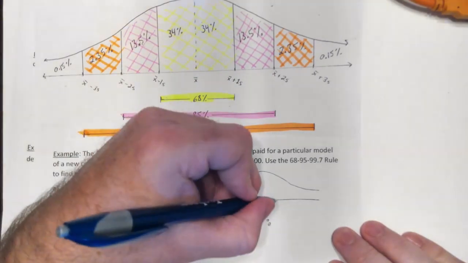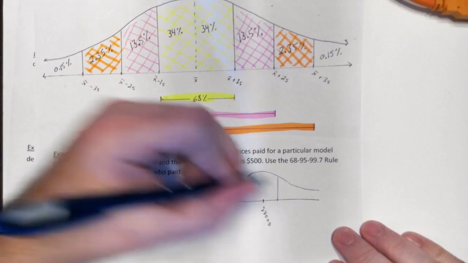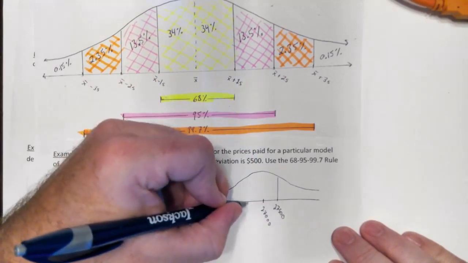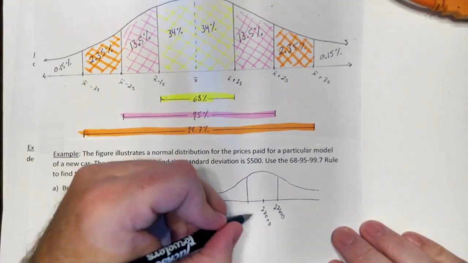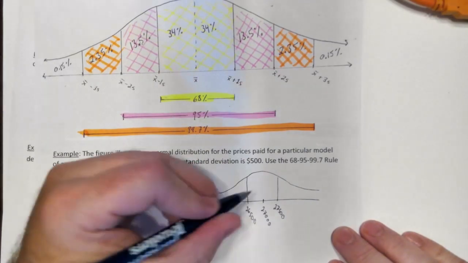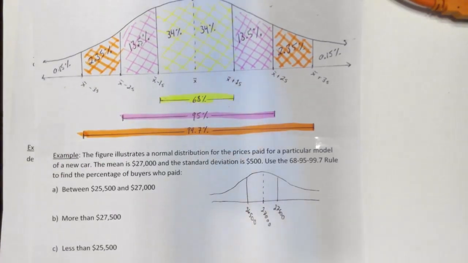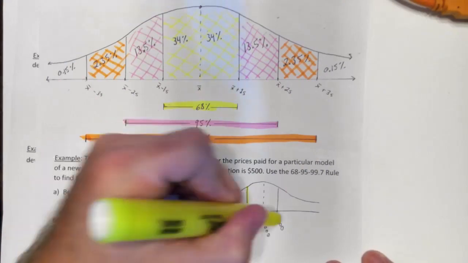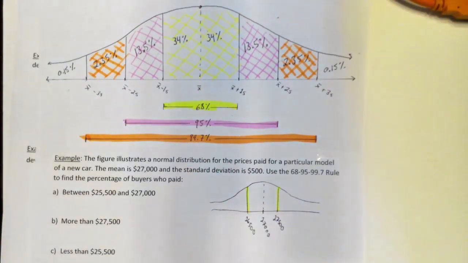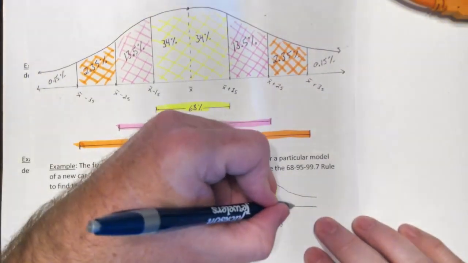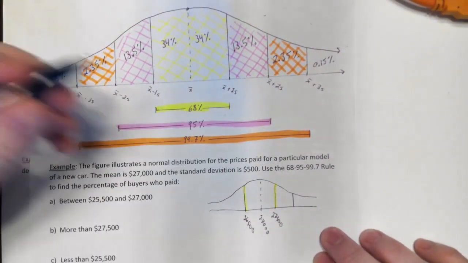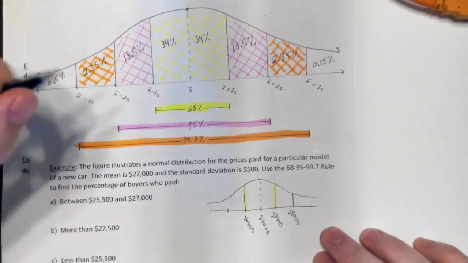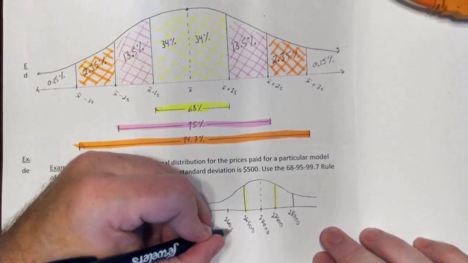So that means that one standard deviation will be 27,000 plus 500, which is 27,500. And then on the other end, subtract 500, that's 26,500. Okay, so that is one standard deviation, and I could use my colors, I guess, but you don't really need the colors. And then if I go another standard deviation, I add 500 to that, so 27,500 plus 500 is 28,000. Over here, if I subtract 500, that's 26,000.